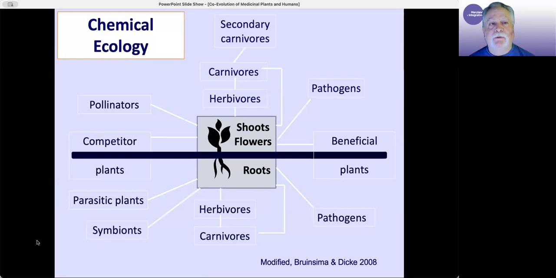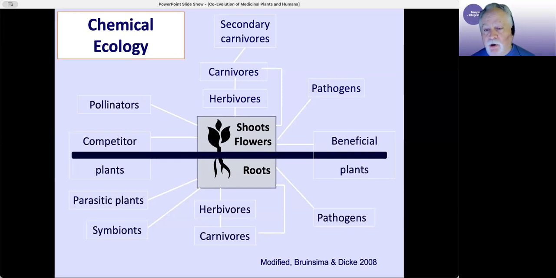Now here's this idea of chemical ecology. And just take a minute and look at that. And look at all the different types of interactions that can occur. And these are different interactions, and plants need to have the conversational ability to have that kind of exchange in their own ecosystem, which means you need a number of different types of compounds.